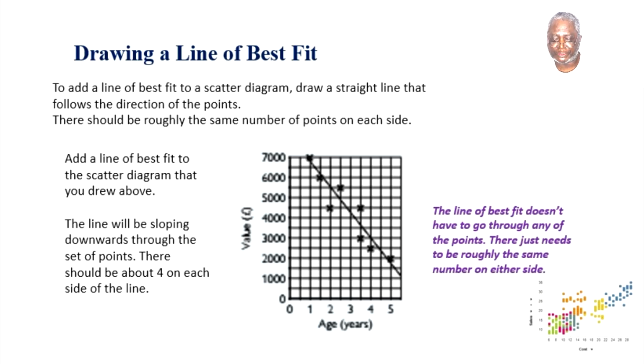The line of best fit doesn't have to go through any of the points. It's there just as a sort of guide to show the relationship. And you should have virtually an equal number of points on either side of the line.